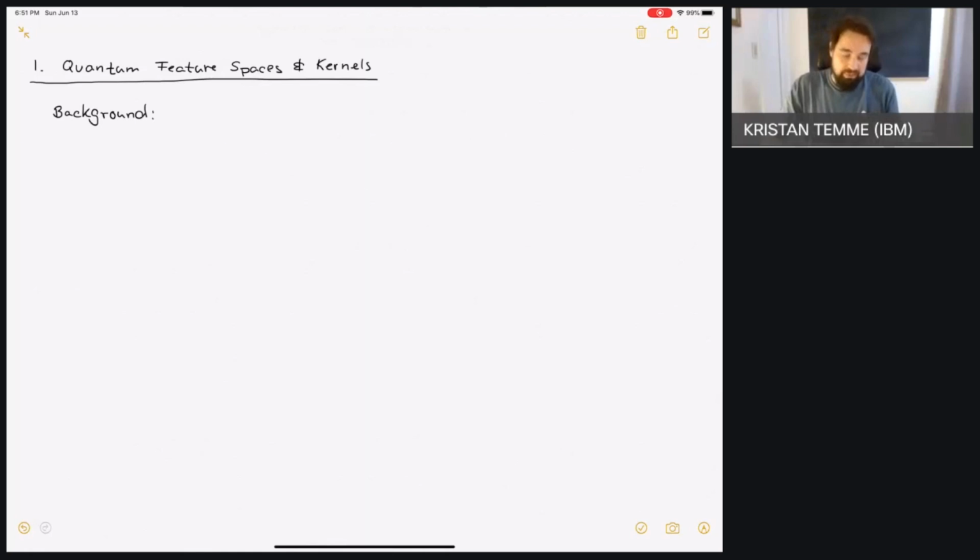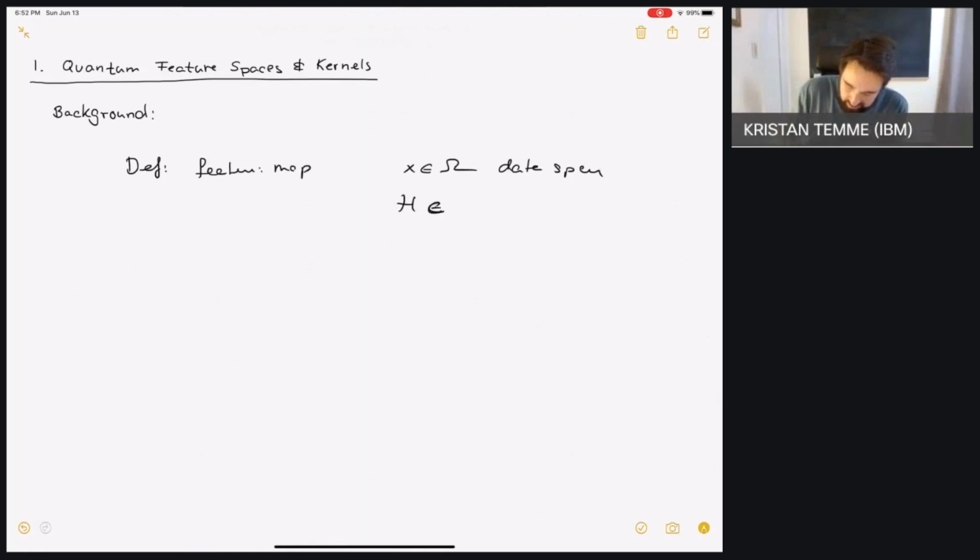So the feature map is the following, and it's a map. Let me write that down. The feature map is a map that takes a datum from some data space, and maps it to some feature space. So a feature space is typically a Euclidean space, which is fitted with an inner product.